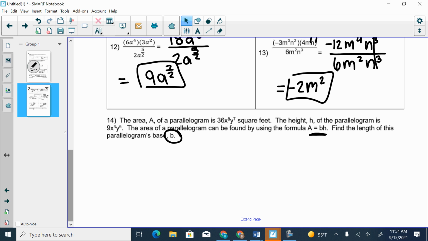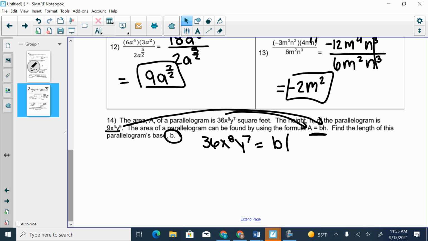All right, so I've got this formula here. The first thing in the formula is a. Did they tell us a? Yeah, so I'm going to plug it in. So I should have 36x to the 8th, y to the 7th equals b. Do we know b? No. So I have to leave that as a variable. Times h. Do I know h? Yeah. So I'm going to take this and plug it in over there for h.